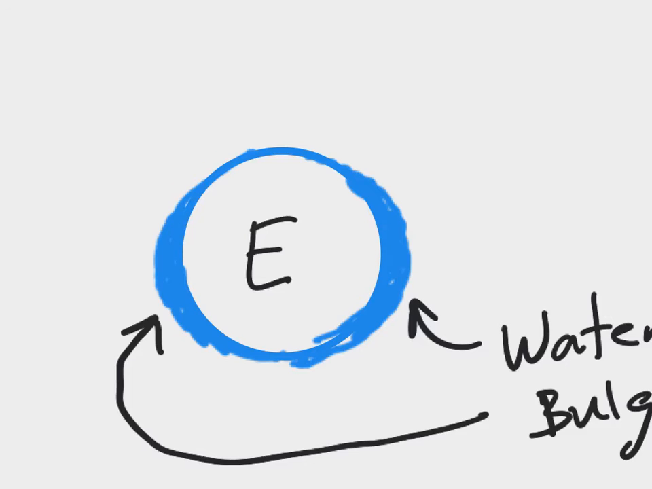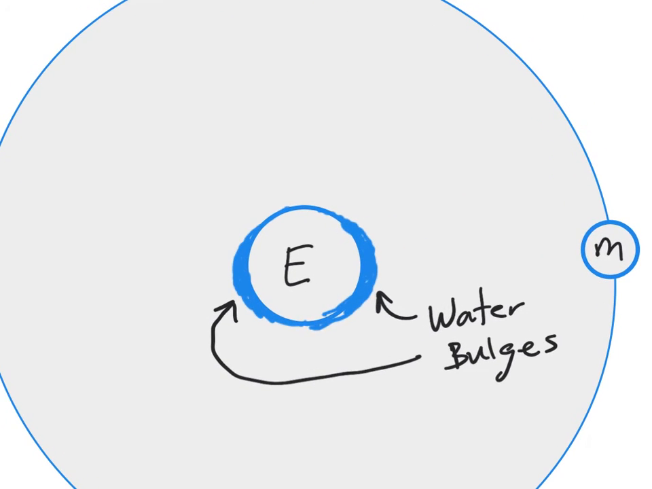There's the Moon. And on the other side, there's also another bulge. And we don't really need to go into the reason why there are two bulges. Let's just accept the fact that there are. One is closer to the Moon and one is farther away from the Moon.